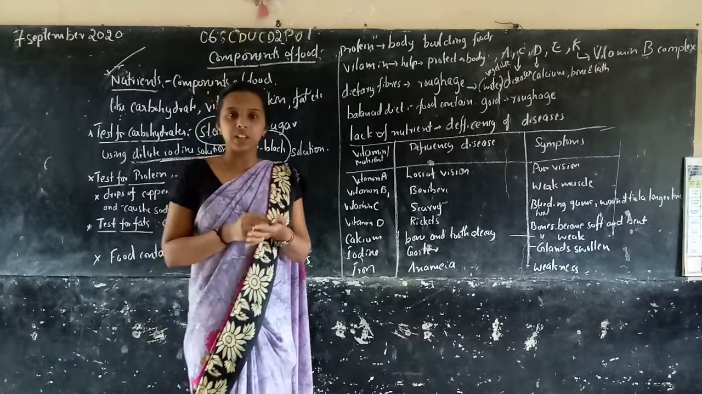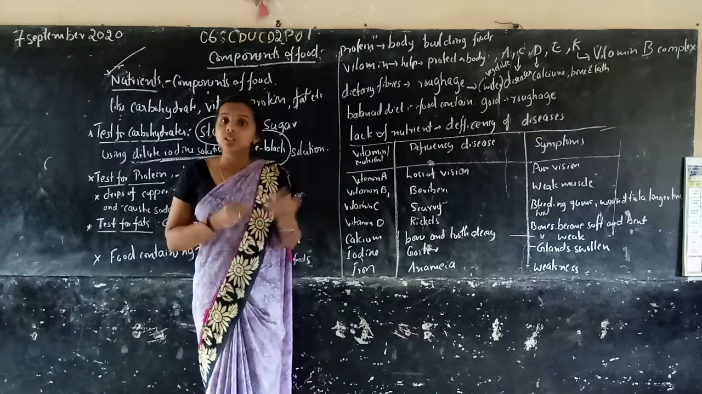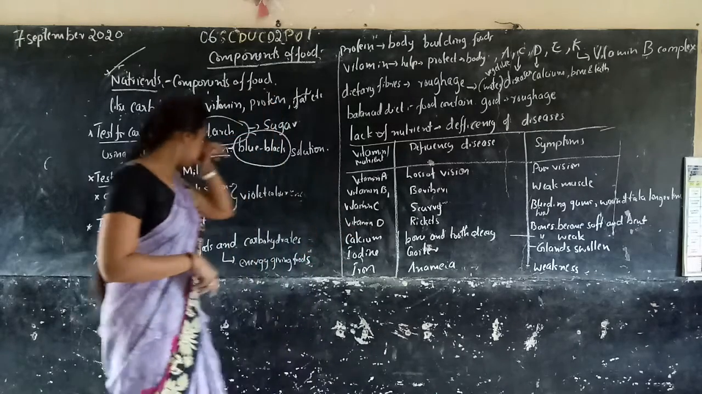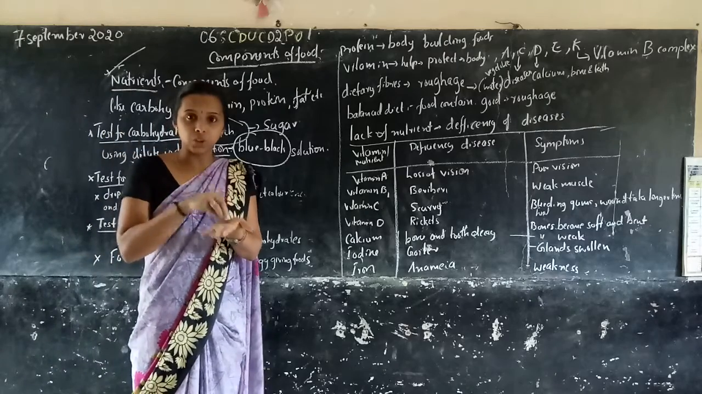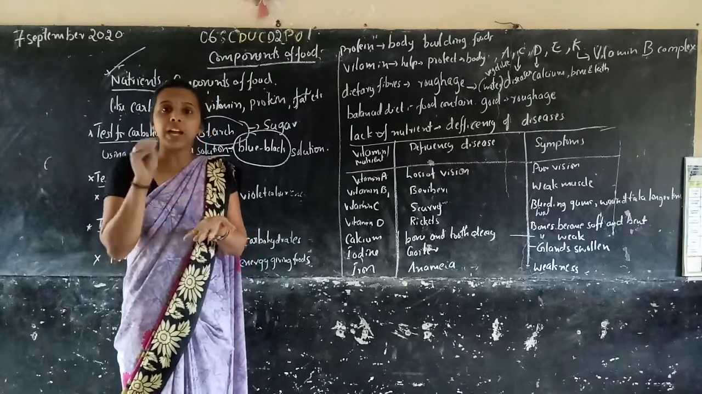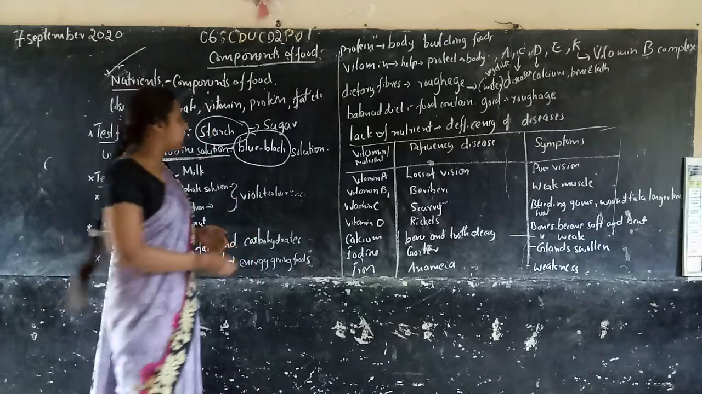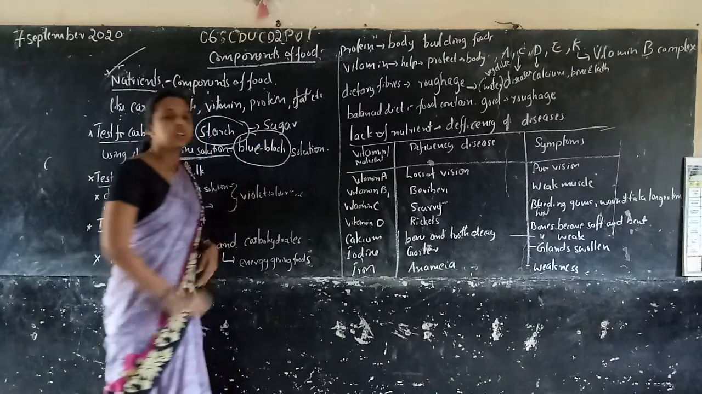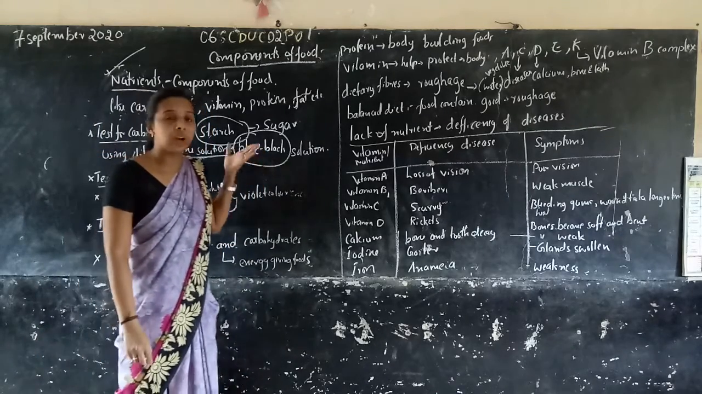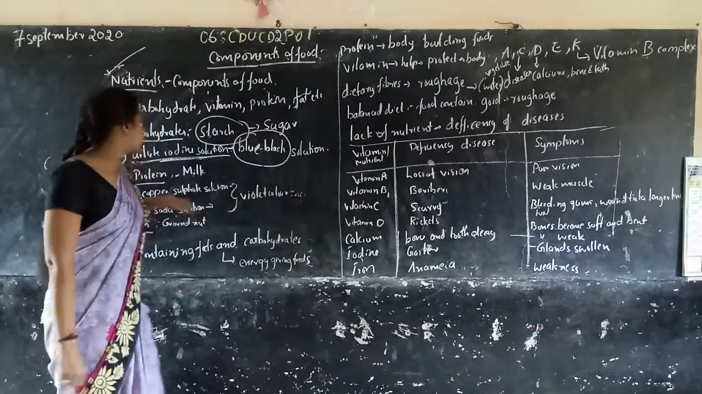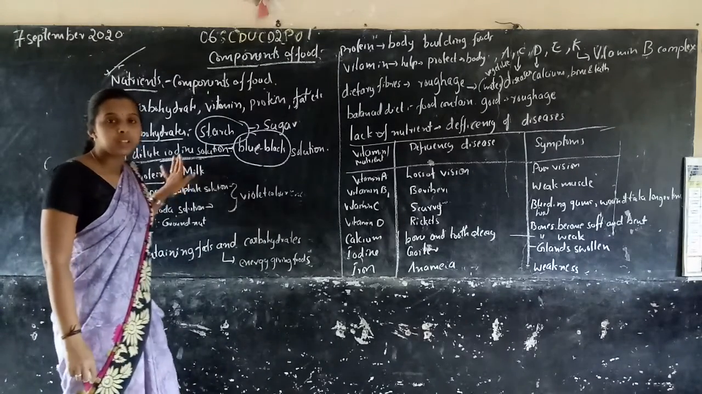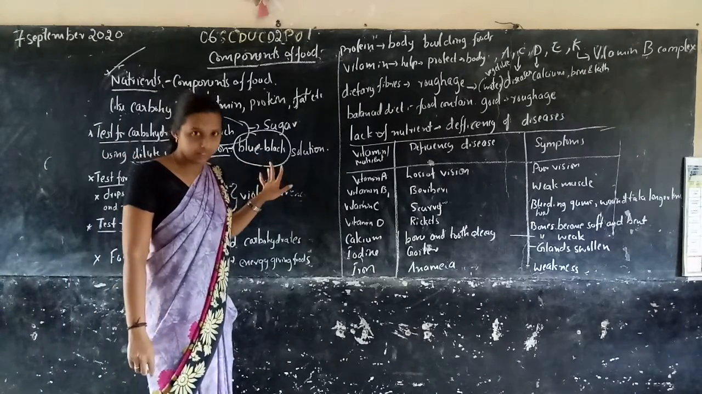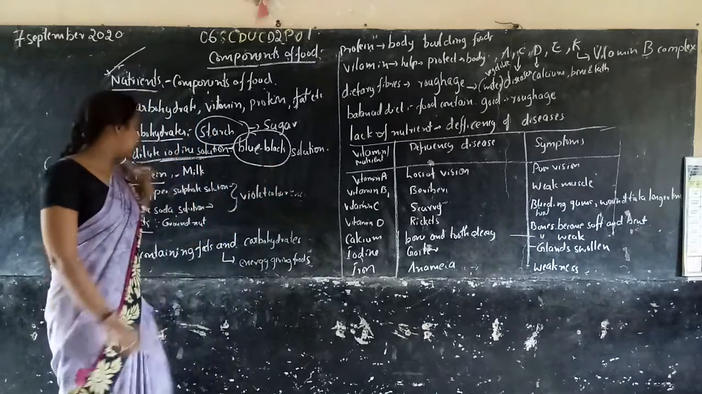We will do this in our class when we have joined school. So the starch will be there. Add some dilute iodine solution. What happens when iodine solution is added? Its color changes to blue-black. This way we can test for carbohydrate. So the first one is over.